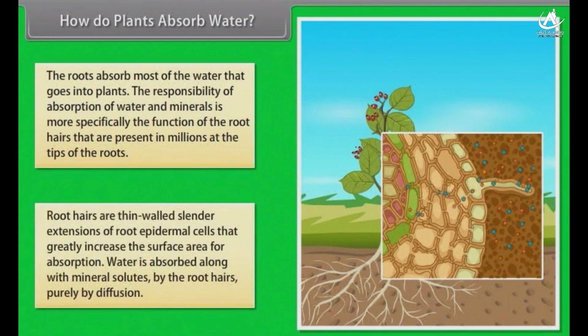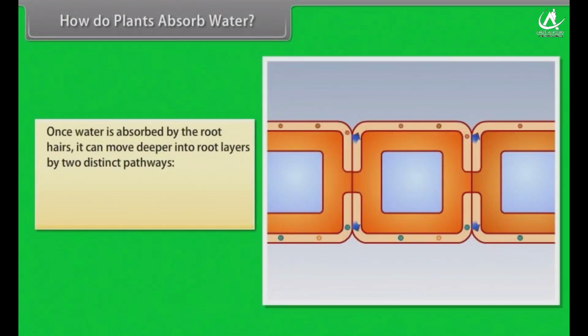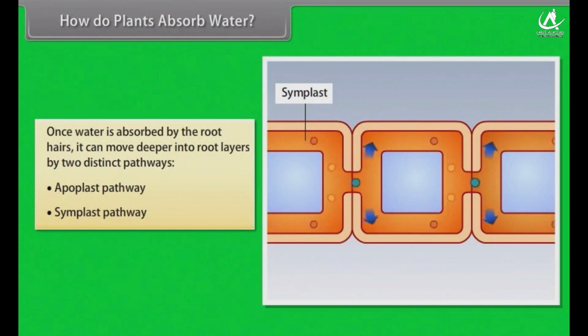Root hairs are thin-walled, slender extensions of root epidermal cells that greatly increase the surface area for absorption. Water is absorbed along with mineral solutes by the root hairs, purely by diffusion. Once water is absorbed by the root hairs, it can move deeper into root layers by two distinct pathways: apoplast pathway and symplast pathway. We will know them in detail in the next few screens.